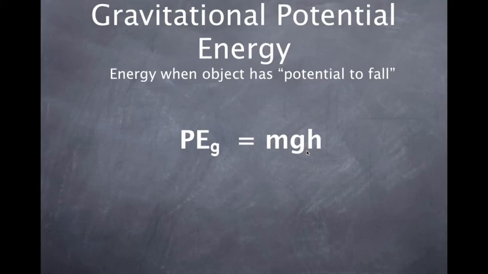So if you have an object that has 100 joules of potential energy, when it falls to the ground, it should have 100 joules of kinetic energy, which we'll talk about later when we talk about conservation of energy. It is very important that mass be in kilograms and that the height be in meters, so that you get your standard unit of the joule.